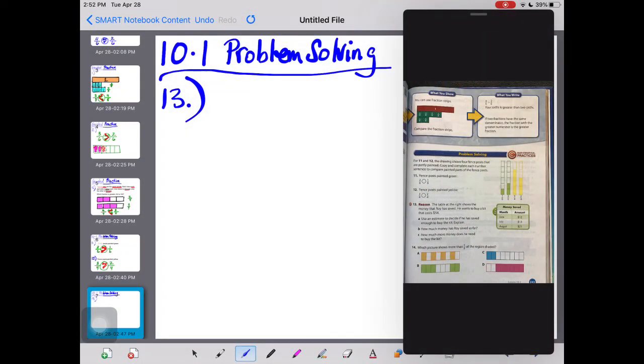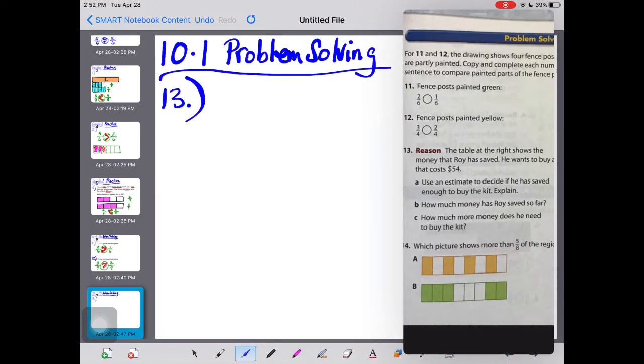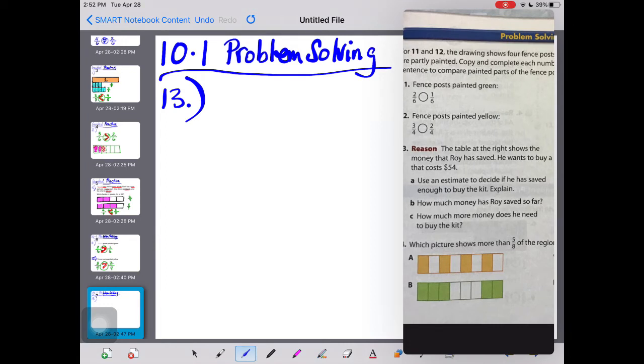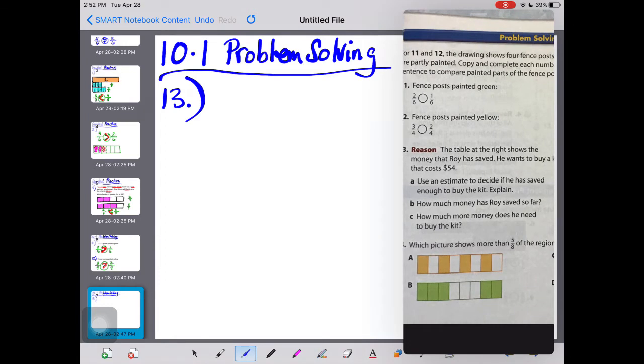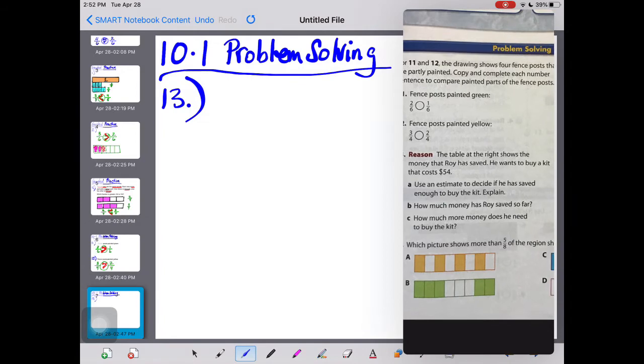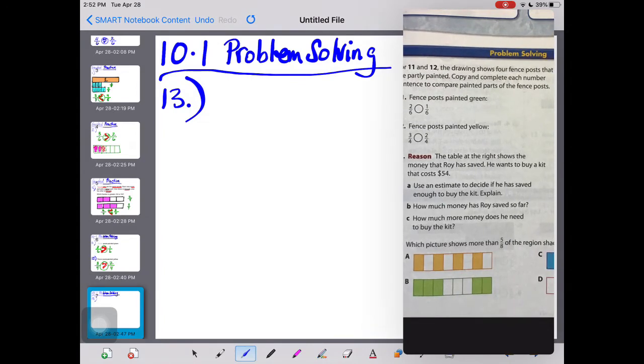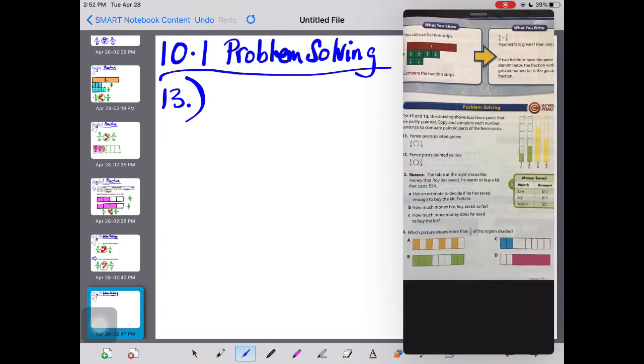All right, guys, let's take a look at number 13, and this is a reason section. You're going to be using some different skills. Let's put fractions off to the side, and we're going to be using your estimation, your rounding skills, your addition skills, and your subtraction skills for this. So let's take a close look at this and what we're looking at. It says the table at the right shows the money that Roy has saved. He wants to buy a kit that costs $54. All right, let's take a look at the table.